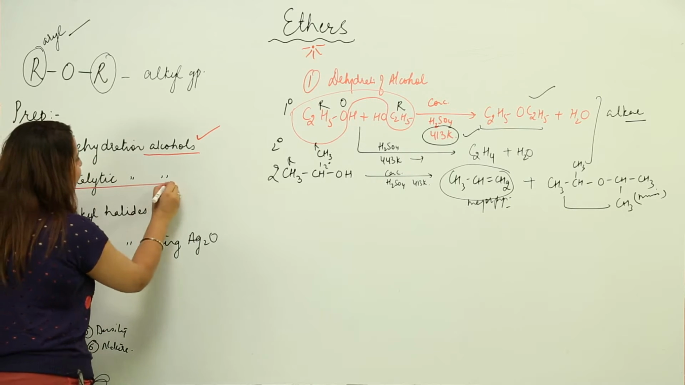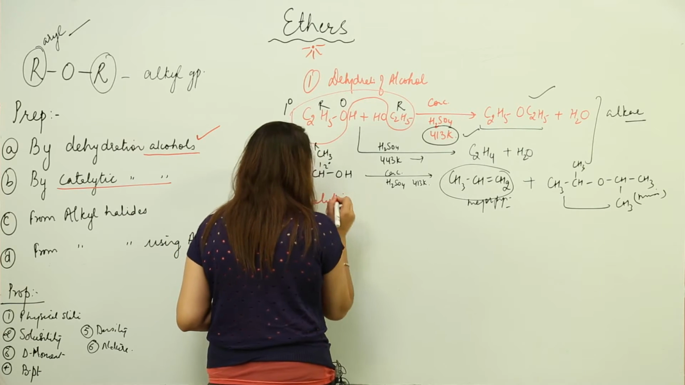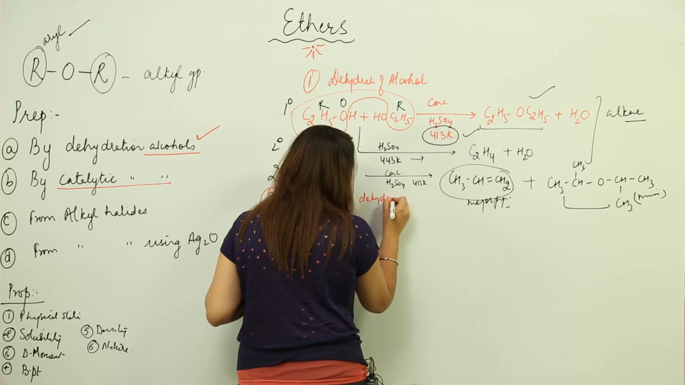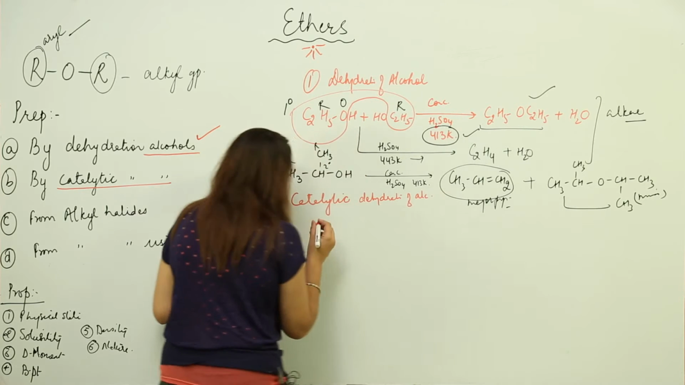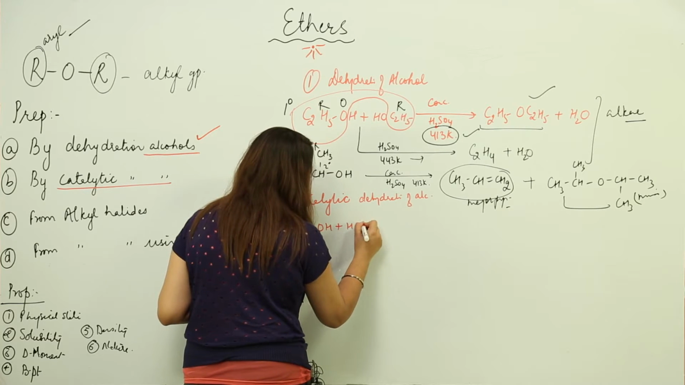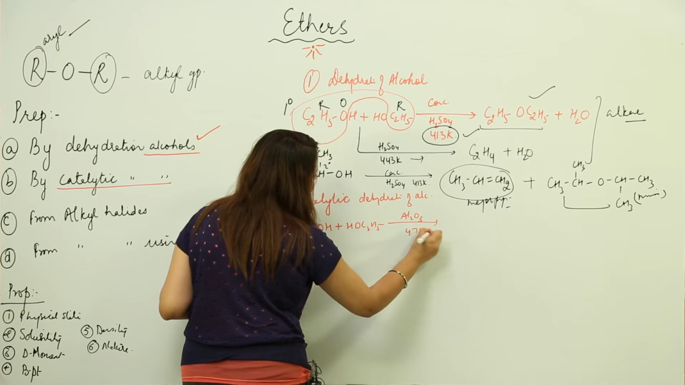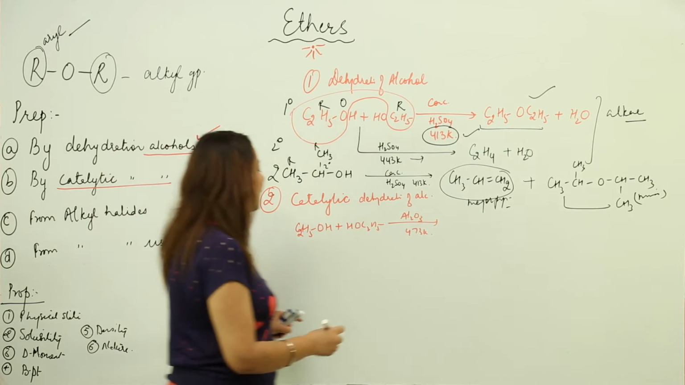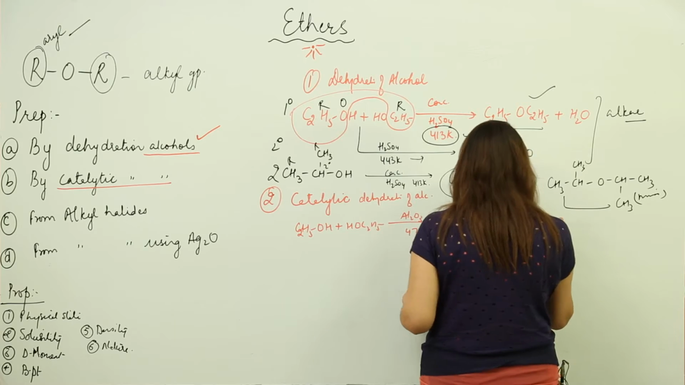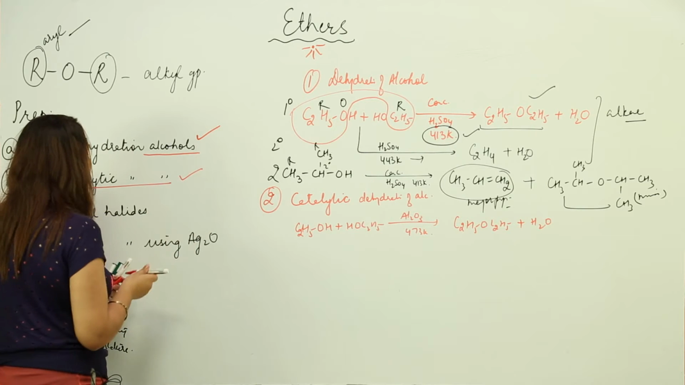Second is catalytic dehydration. That means we are going to dehydrate it, but I am not only going to add a dehydrating agent, I am going to add a catalyst. So my catalyst is going to cause the dehydration of alcohols. Let us take an alcohol, let's say C2H5OH. Again you need to take 2 alcohols, and suppose my catalyst is Al2O3, temperature approximately 473 Kelvin. Then it forms an ether, but here we don't get alkene. So this is my ether, and this is catalytic dehydration of alcohol.